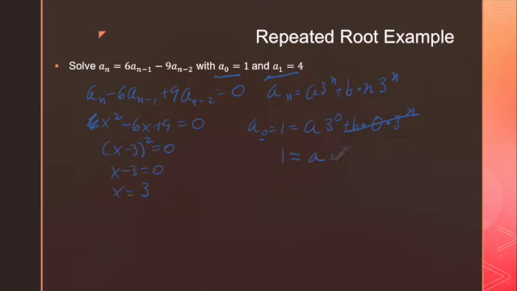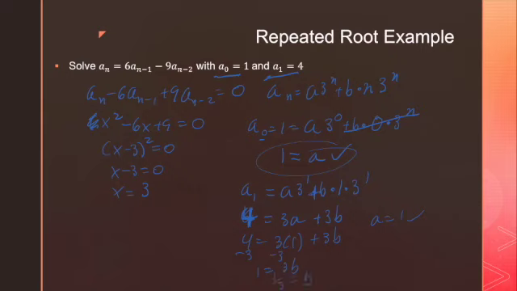Oh, that was convenient. Let's go ahead and solve for a sub 1. A sub 1 is a times 3 to the first plus b times 1 times 3 to the first. So a sub 1, which was 4, it's important to remember that it was 4, is 3a plus 3b. So now I need to substitute in a equals 1, because I already figured that out. So I have 4 equals 3 times 1 plus 3b. I subtract 3 from both sides. 1 equals 3b. So I have 1/3 equals b.